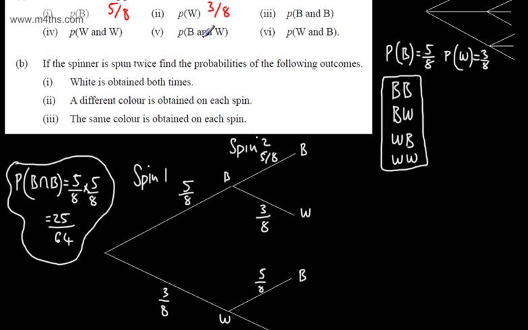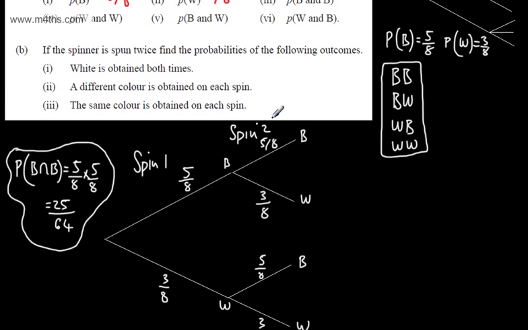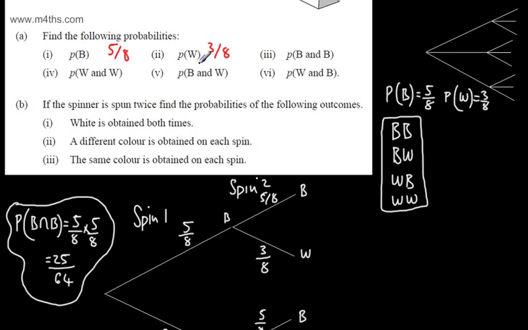Black and white. So if we go black and white, we multiply these two. And then finally, white and black. We go this way and this way. So that's just asking us to find certain probabilities.